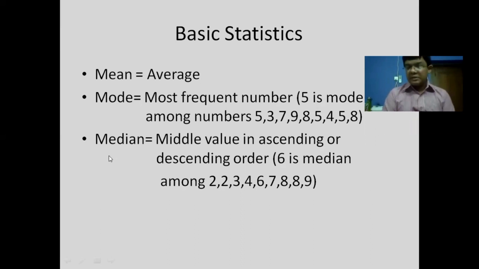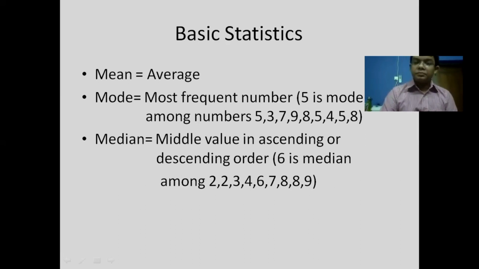You see the median, it is the middle value in ascending or descending order. You see this set of numbers: 2, 2, 3, 4, 6, 7, 8, 8, 9. The numbers are in ascending order, small numbers to big numbers. Here 6 is in the middle, with four numbers to the left of 6 and four numbers to the right of 6. So 6 is the median, or middle value, there.